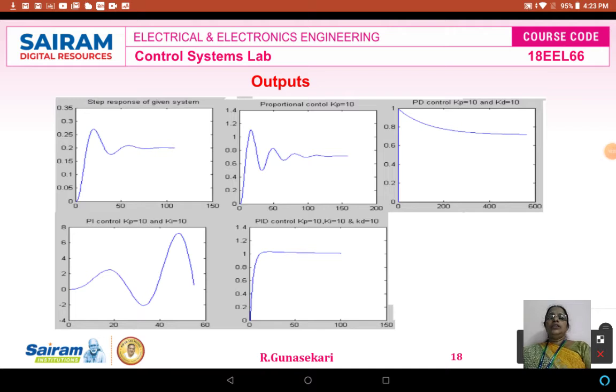You see, this is the overall one. This is the only P controller. The next is the PD controller for the given second order transfer function. This is the PI controller. So this is the PID controller. All the five are shown. This is the overall system step response.